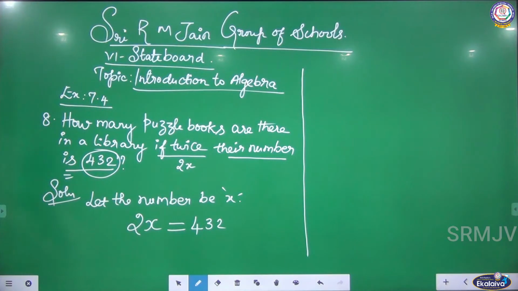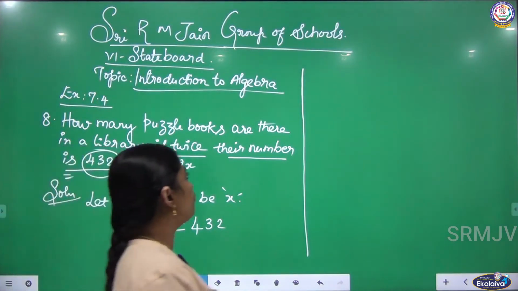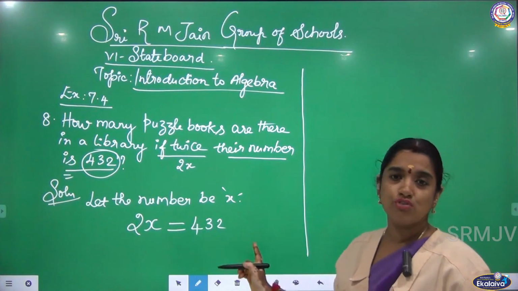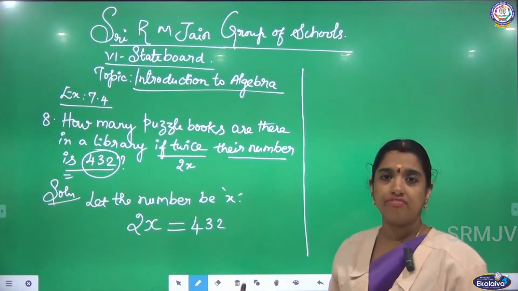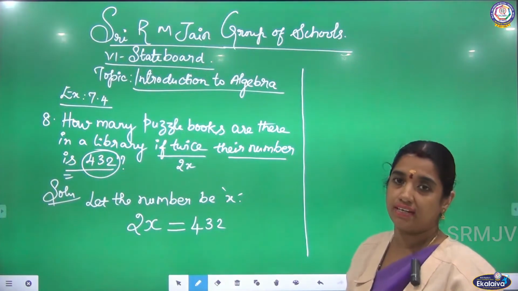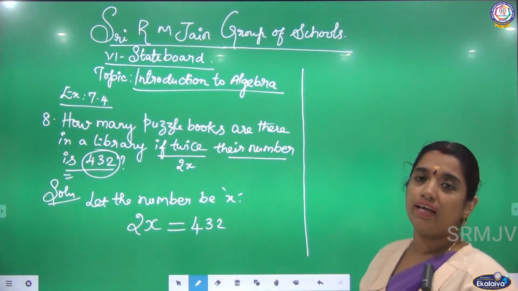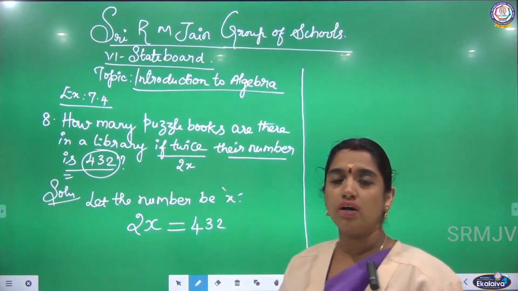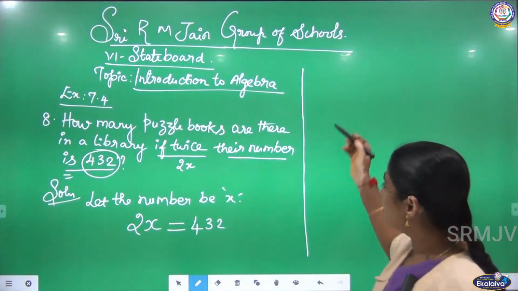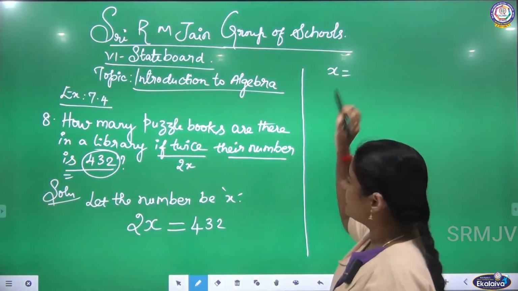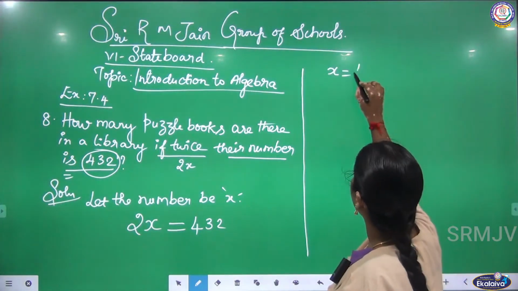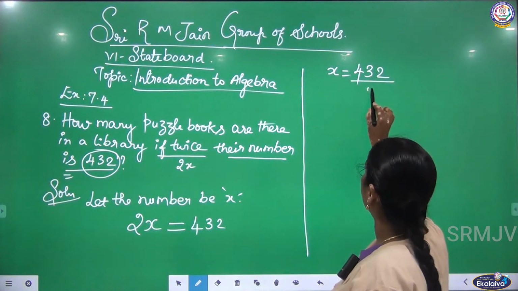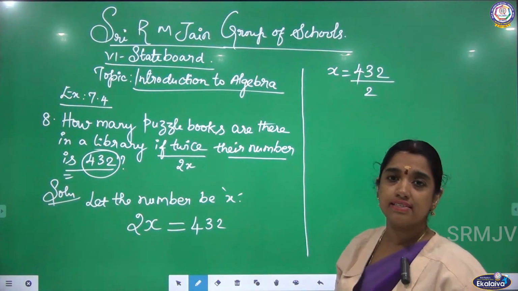432. Now listen, I am going to find out the value for x. So when this 2 moves to the right hand side, it is in the left hand side a multiplication symbol. When it moves to the right hand side, what does it become? Inverse operation, which is what? Division. Can you clear this? So x is equal to 432 divided by 2.